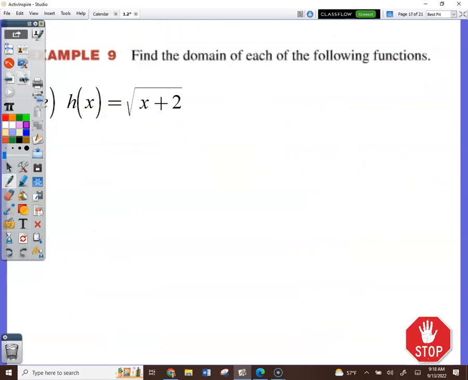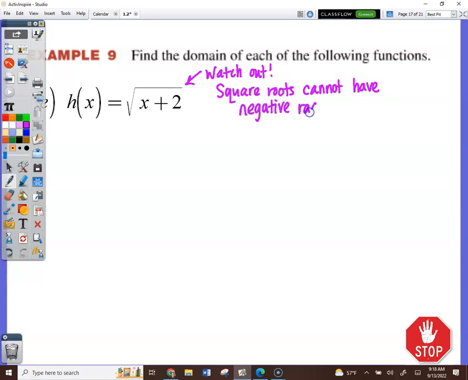Okay, what if it's a square root? So look at this. Find the domain. I just copied the directions. This is a square root. So I want you to write, watch out, road ahead. I'm just kidding. Square roots cannot have, I'm writing a full little sentence, negative radicands. This is what your mind should be trained to think. I have a square root, I can't have a negative radicand.